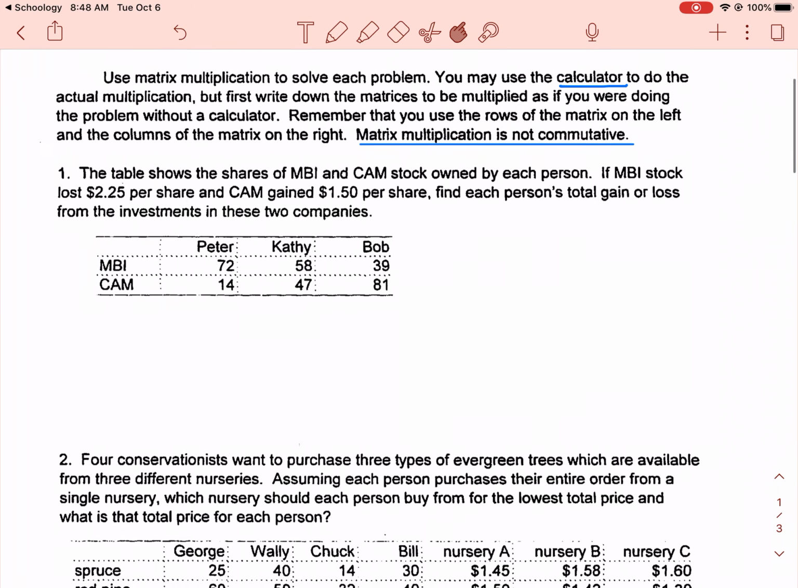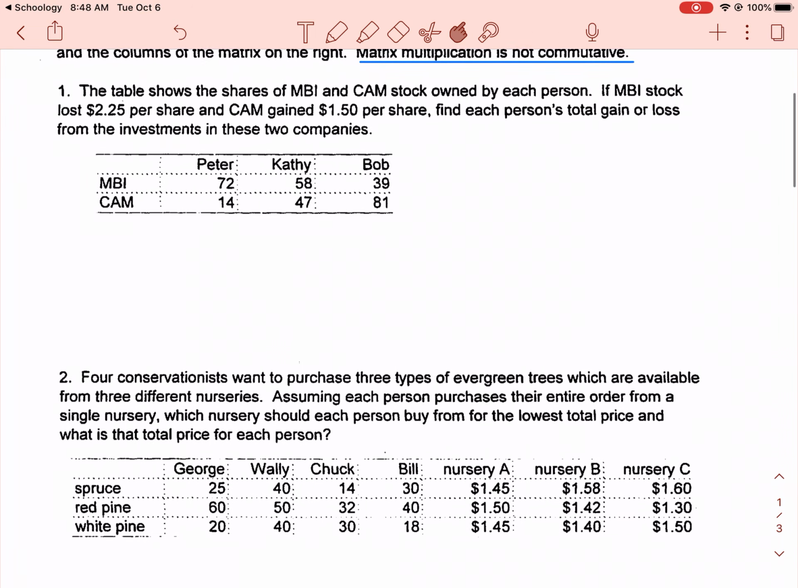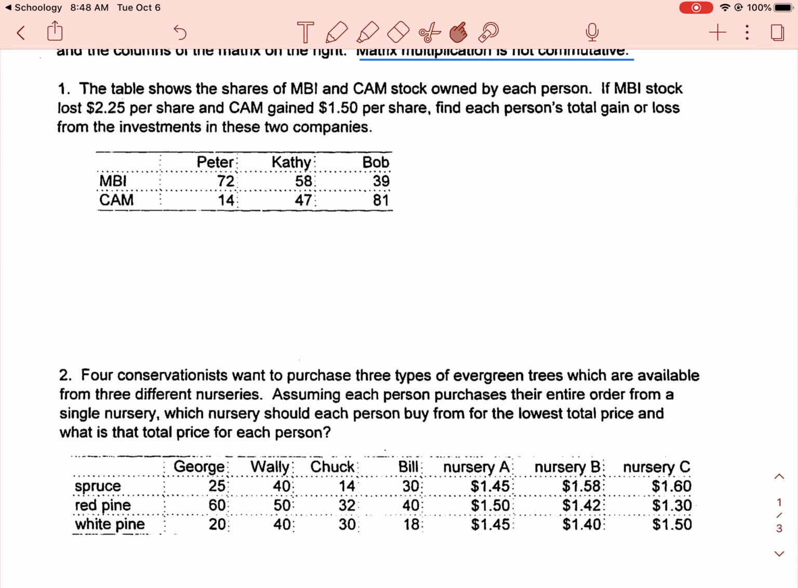So the first one, the table shows the shares of MBI and CAM stock owned by each person. If MBI stock lost $2.25 per share and CAM gained $1.50 per share, find each person's total gain or loss from the investments in these two companies. Many ways to set this up. Again, order of your matrices matter.